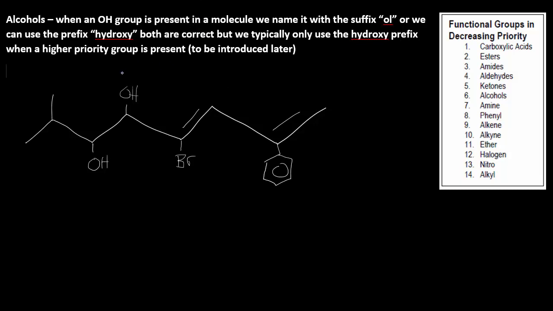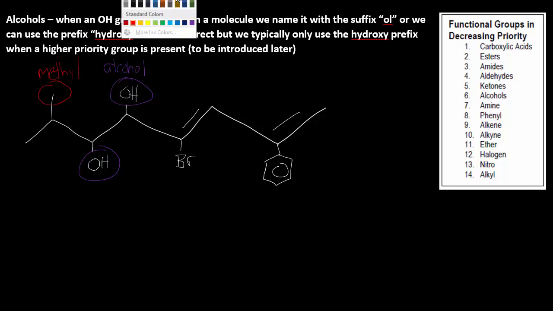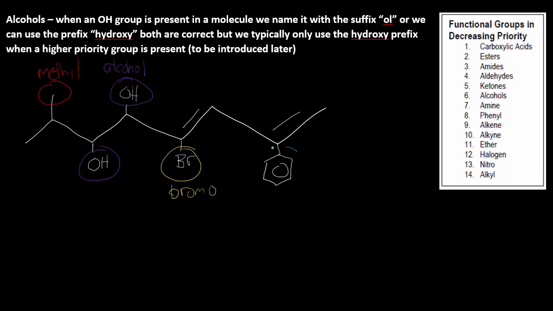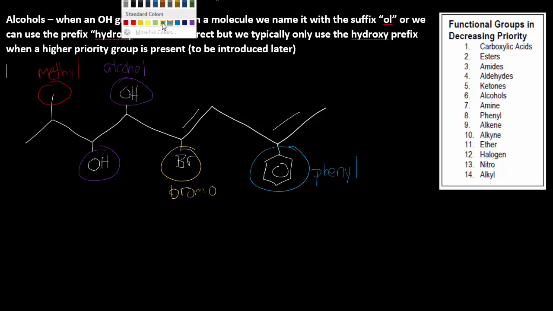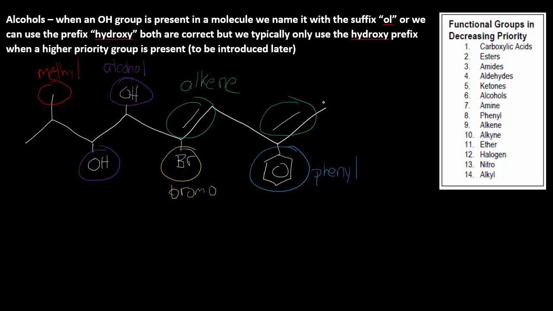So let's go through and identify the functional groups that we have present. Here are my alcohols. I've got a methyl group. I have a bromo, so bromine. I'm going to name this as a phenyl. It's going to be much easier to account for that phenyl than it is to try to name the rest of this as a branch. And I have those alkenes.